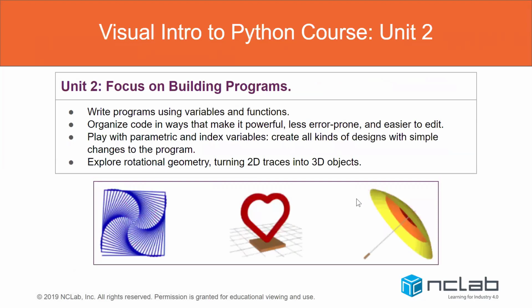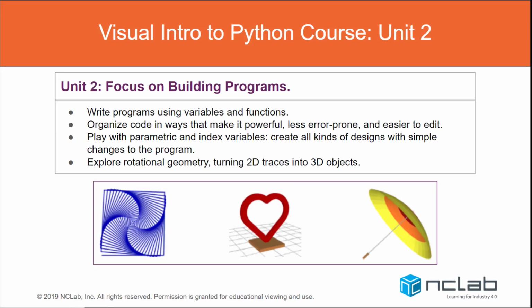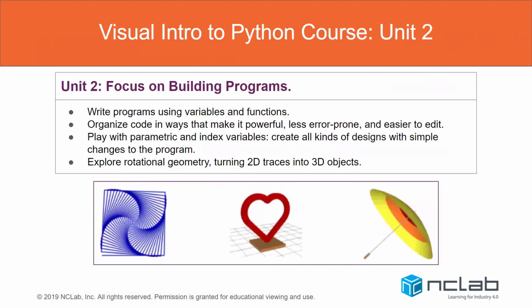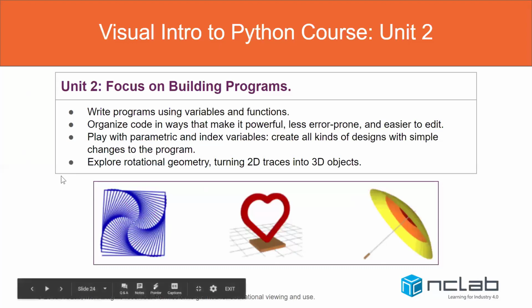Unit 2 is really where they're learning how to build programs. So they're working with variables and functions and indices. They're organizing their code, which makes it powerful and less prone to errors and easier to edit. So they're really controlling the program to create all kinds of designs. And again, this is the fun part. You get to make pretties out of this. And at the end, they explore rotational geometry, and we did that with the flower pots.